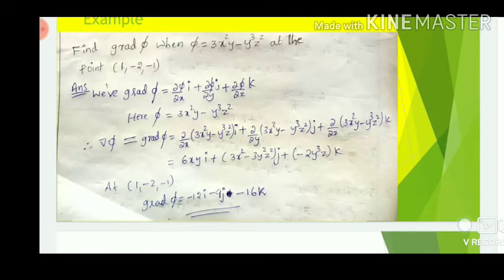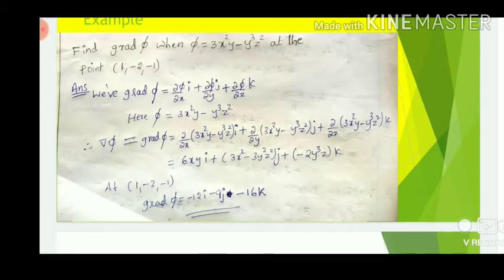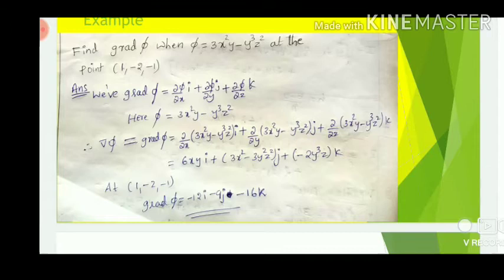Now let me apply the definition. Grad phi or del phi equals dou by dou x of phi, that is 3x square y minus y cube z square, into i, plus dou by dou y of phi into j, plus dou by dou z of 3x square y minus y cube z square into k. If you differentiate partially with respect to x, y and z, we will get 6xy i plus (3x square minus 3y square z square) j plus (minus 2y cube z) k.